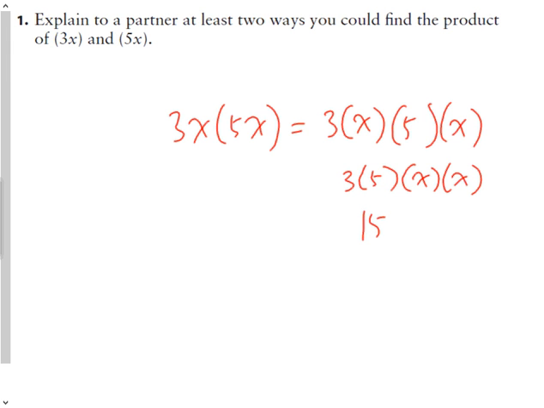And x times x, you could leave it as xx if you wanted to, but we learned in chapter 3 on exponents that a number multiplied by itself or a variable multiplied by itself can be expressed in exponential form. So x times x would be x squared. So your solution would be 15x squared using rearrangement of parts.